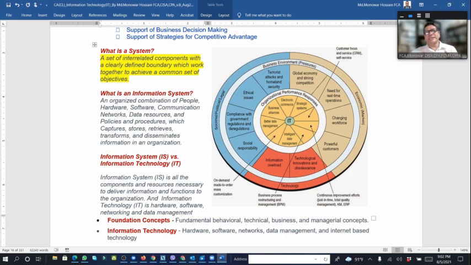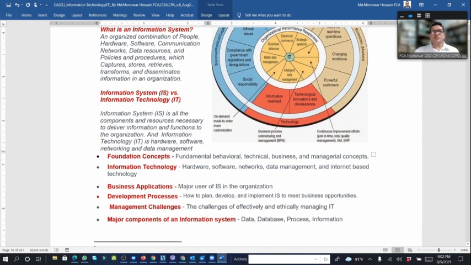So what is an information system? An information system is an organized combination of people, hardware, software, communication networks, data resources, and policies and procedures, which capture, store, retrieve, and transform information in an organization.